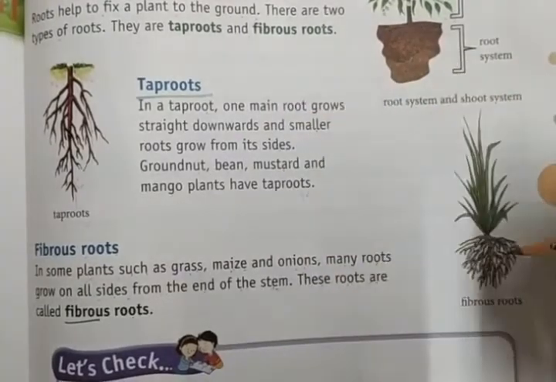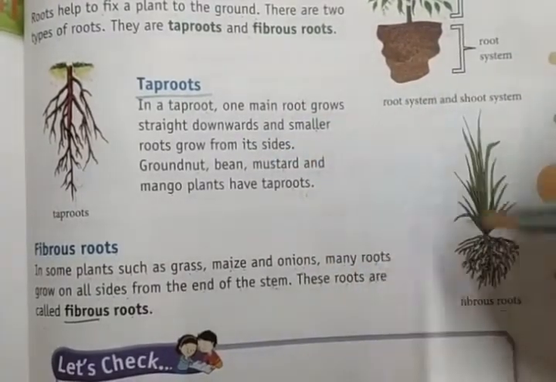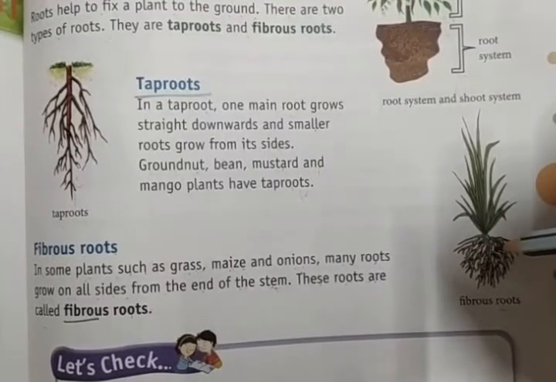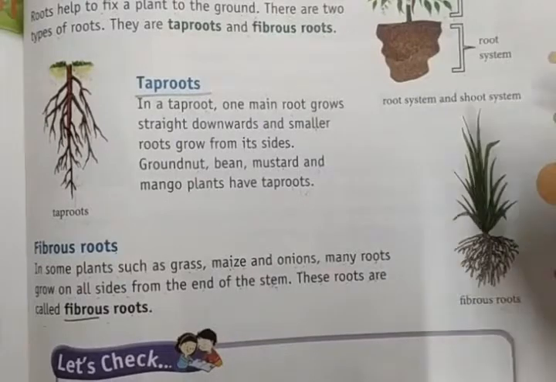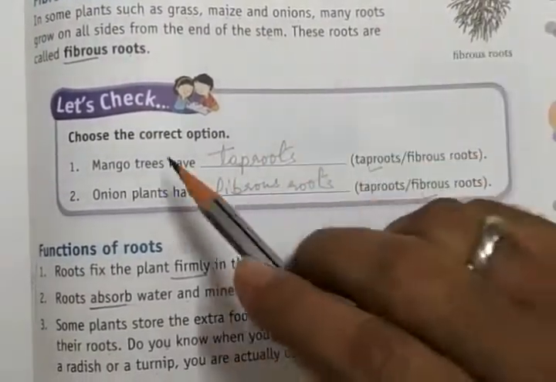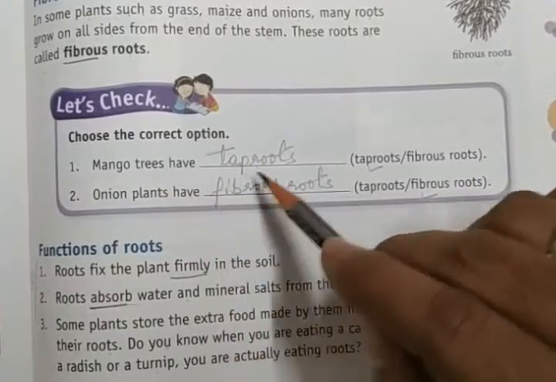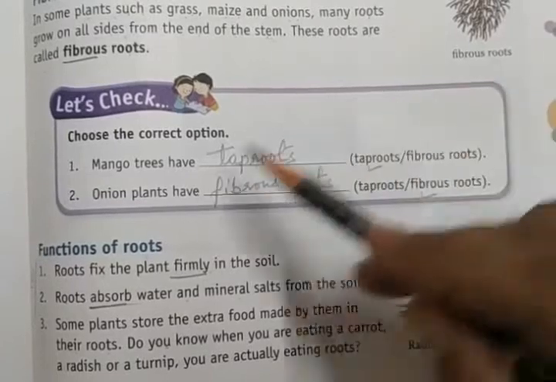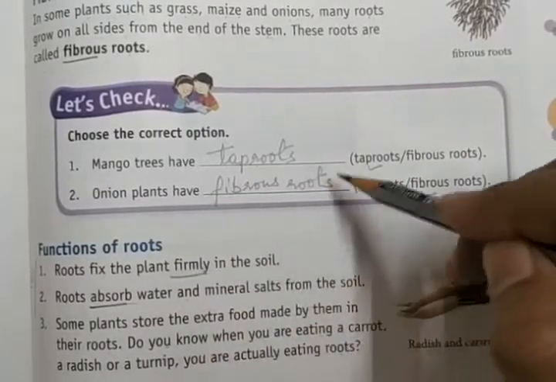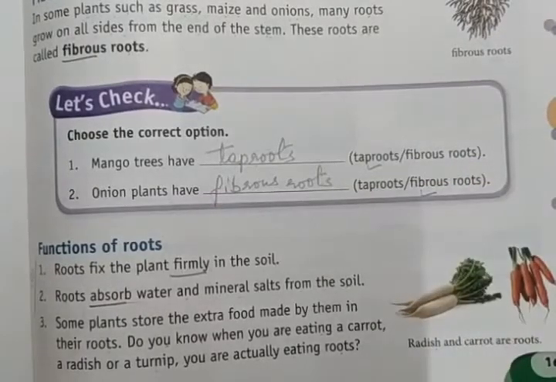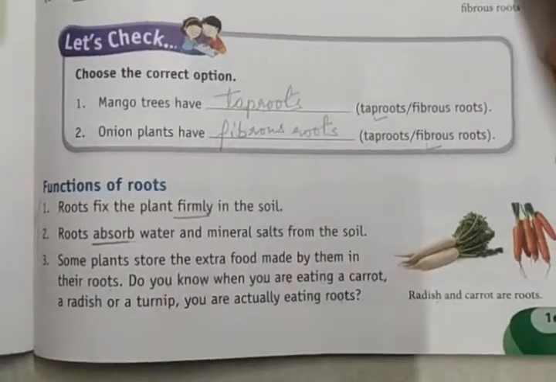These are the differences. These are the two types of roots in the root system. Right? One is taproot, another is the fibrous root. Okay. Next, let's check. Choose the correct option. Mango tree is the taproot or fibrous root. It is a taproot, of course. Onion plant has fibrous roots. Right. That's good. And what are its functions?